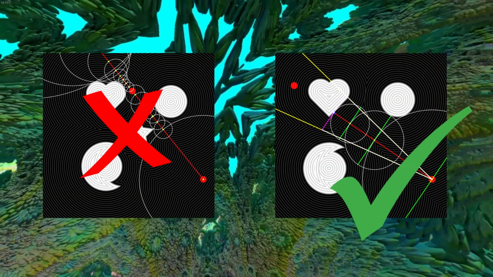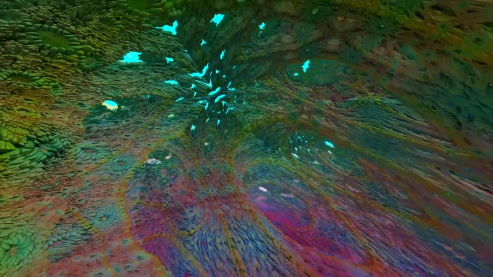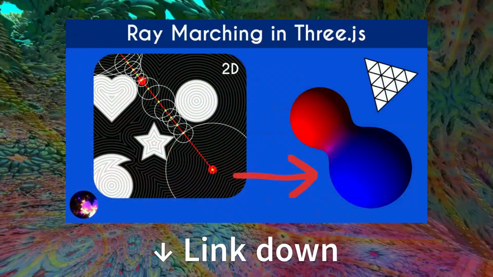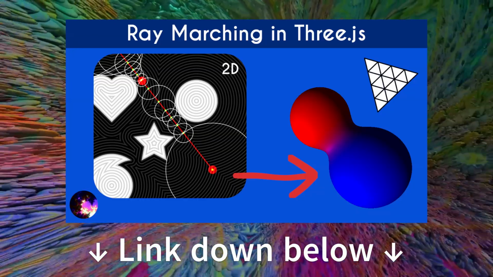cone instead. In this video, we'll discuss how exactly we can do that, and we will build on the previous video where we implemented ray marching. So if you haven't watched that, pause this video and come back after.